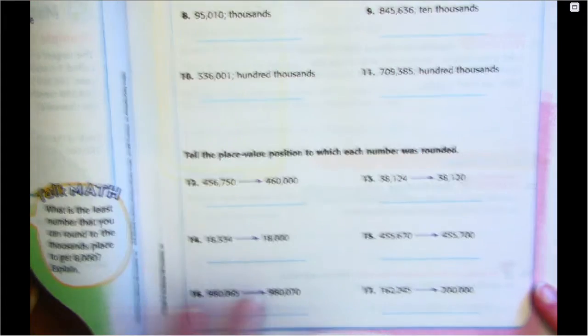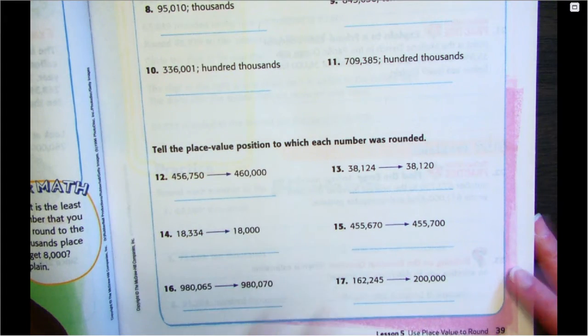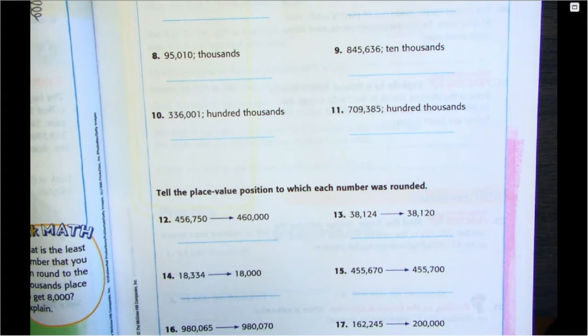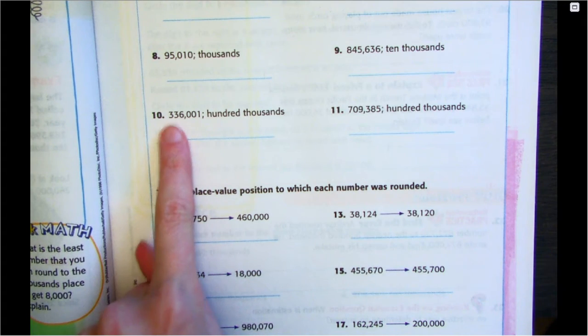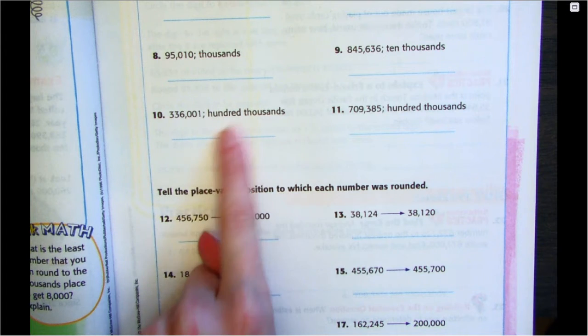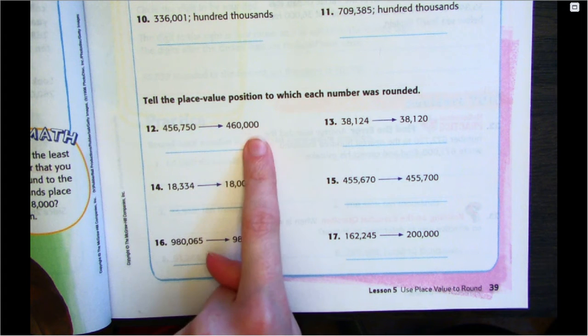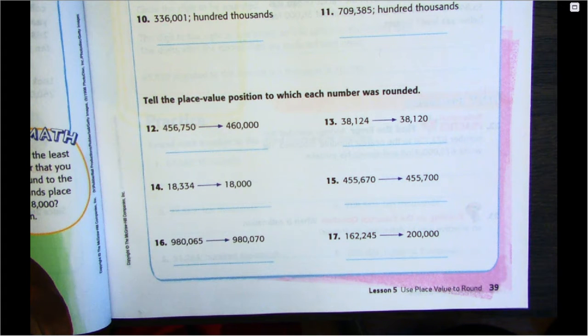On some problems, I know you don't have your book, but you will have these problems. 4 through 11, you're just going to do the exact same thing that I just did. So you're going to take this number and round it to the place that it gives you. On 12 through 17, they have already rounded the number for you. You have to figure out which place they rounded it to. So let's do number 12 together.